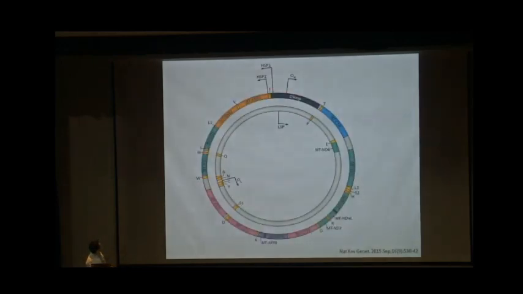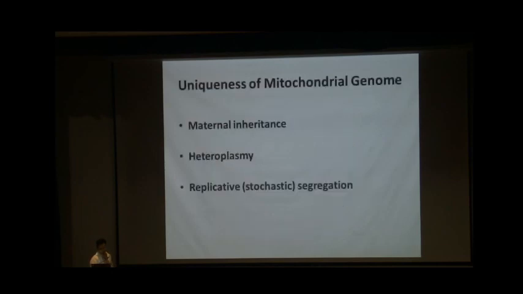So this is the mitochondrial genome, the double-stranded structure. The outer one is the heavy strand, the inner one is the light strand, and they have a 1.1 kb D loop, which is the only non-coding region in the mitochondrial genome, which helps in the transcription and translation of the proteins which are being produced by the mitochondria. So what is different in the mitochondrial genome is the uniqueness. That is what makes it different from the nuclear genome.